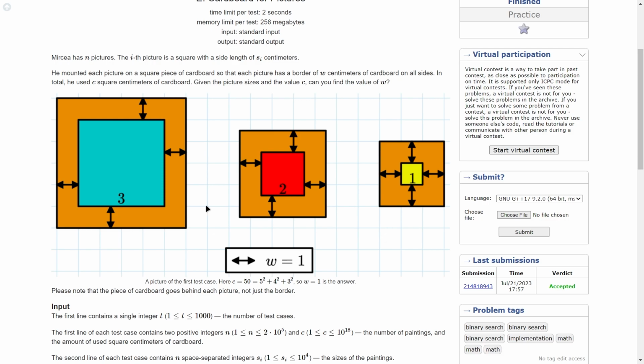So the question says that we have been given some paintings like this and each painting has some size. All of the paintings will be squares and the side of the square is given, right? Now we have to make a cardboard which will hold the painting. So it is basically like a frame. Now this cardboard goes all the way around the painting as well as behind the painting.